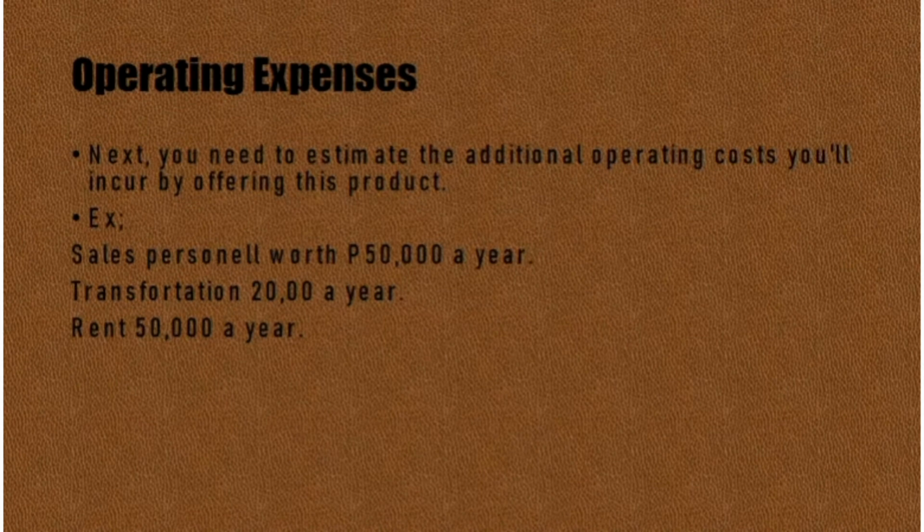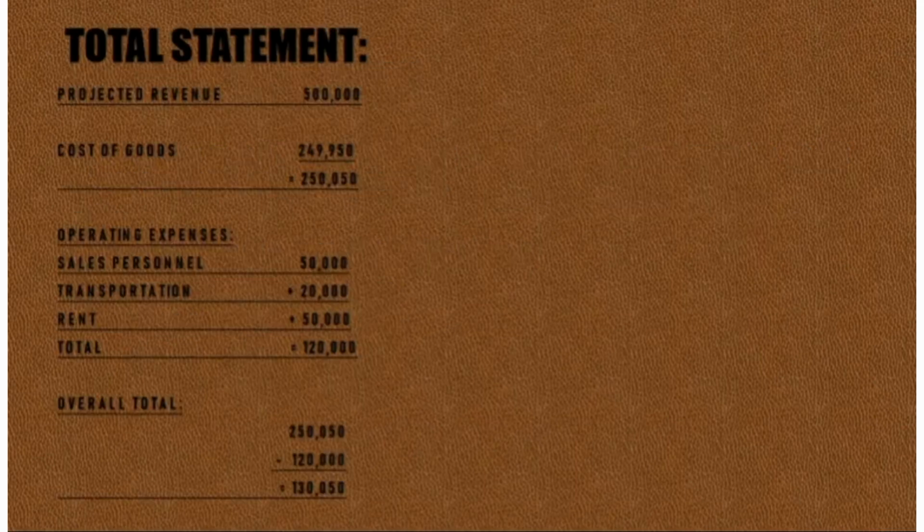Next are the operating expenses. You need to estimate the additional operating costs you'll incur by operating this product. Example, sales personnel worth 50,000 pesos a year. Transportation is equal to 20,000 a year. Rent, 50,000 a year. So now, this is the total income statement.